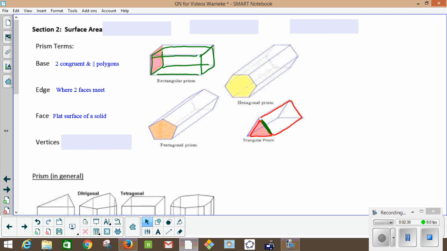A vertice then is described as where edges come together. So here we have an edge coming towards there, an edge coming that way, and an edge coming that way would leave us with a vertice where they come together. So an edge is where faces come together, and a vertice is where edges come together.